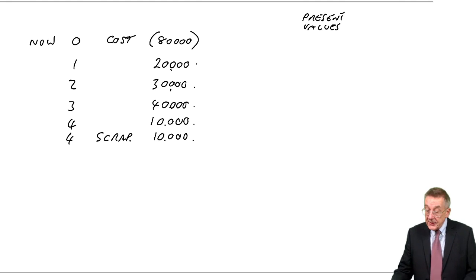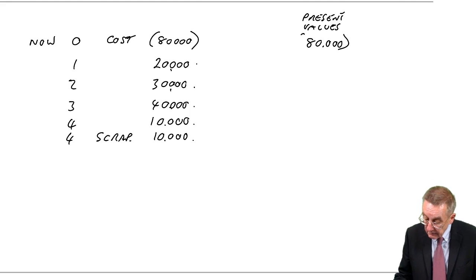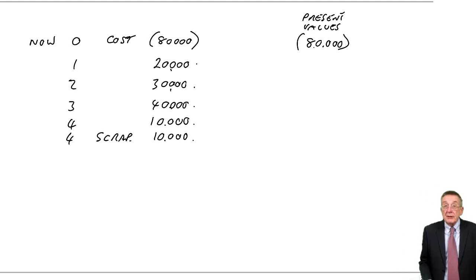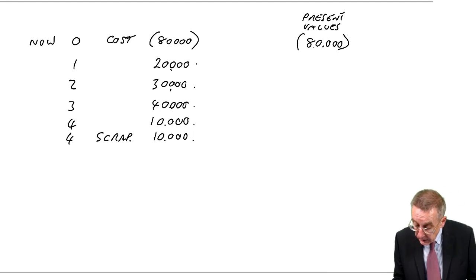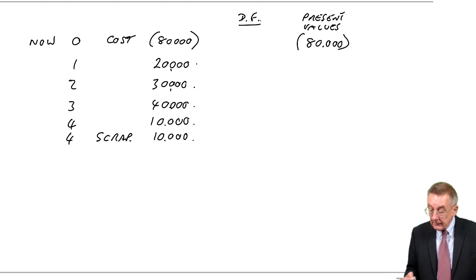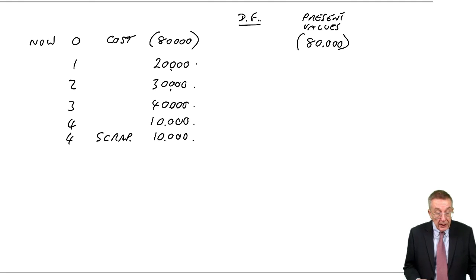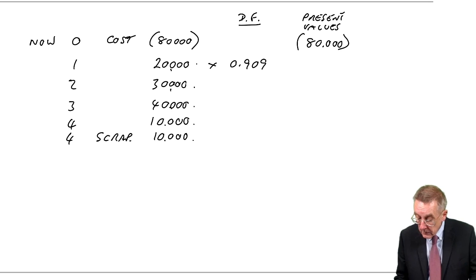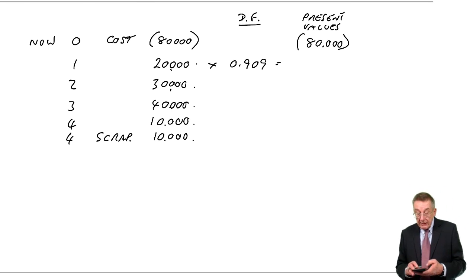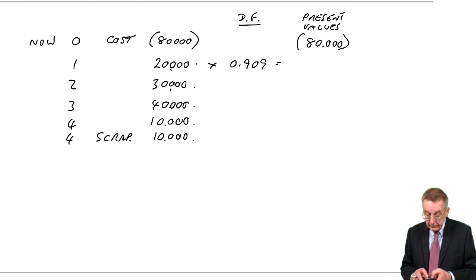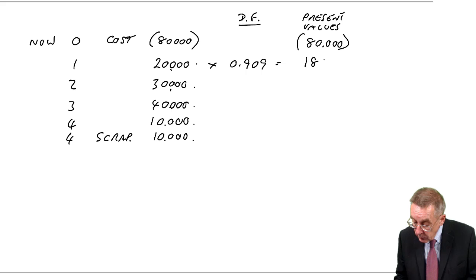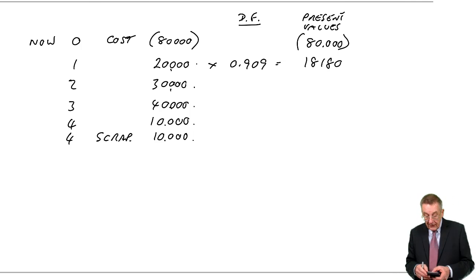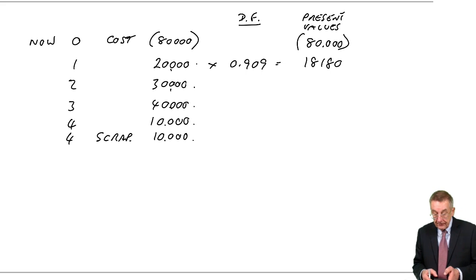Well, 80,000 now is 80,000, obviously. But what's the equivalent now to 20,000 in a year's time? We discount. We multiply by the discount factor from the present value table. The interest is 10%, and so make sure you're on the right tables. The discount factor at 10% for 1 year is 0.909. And so 20,000 in a year is equivalent to 18,180 now. Again, we're effectively removing the interest.